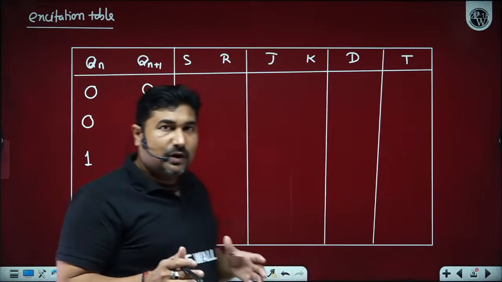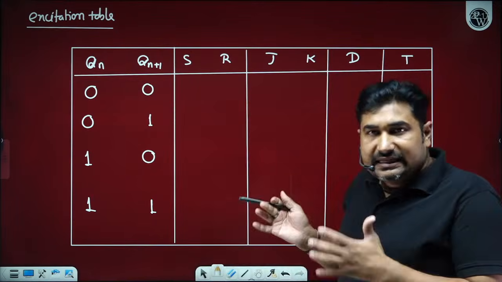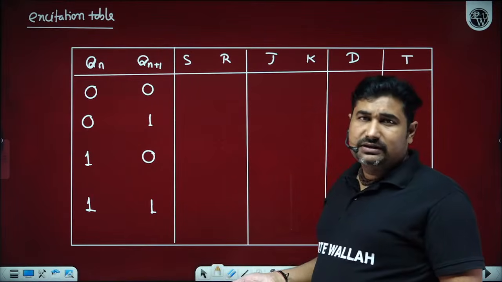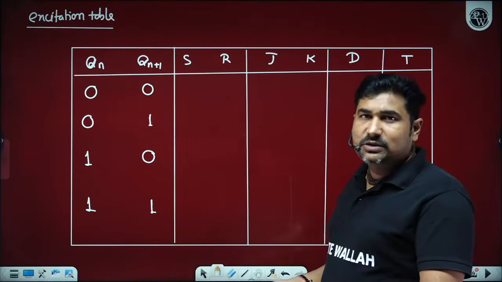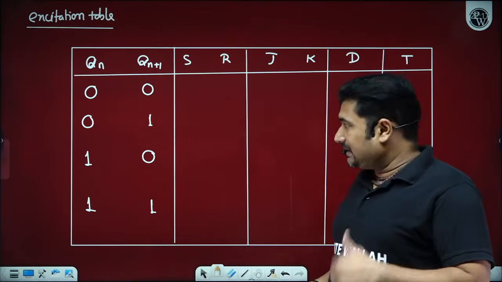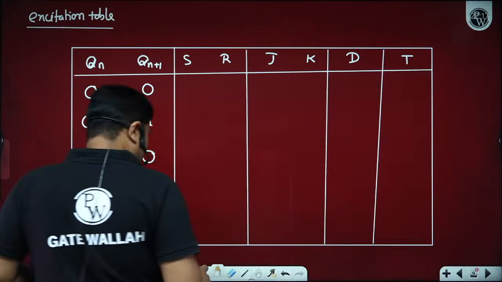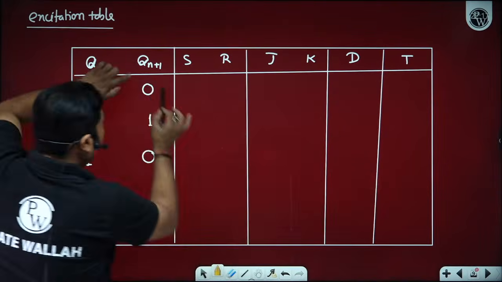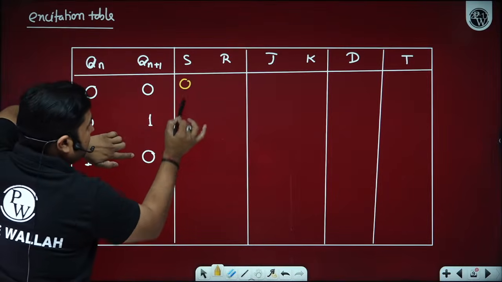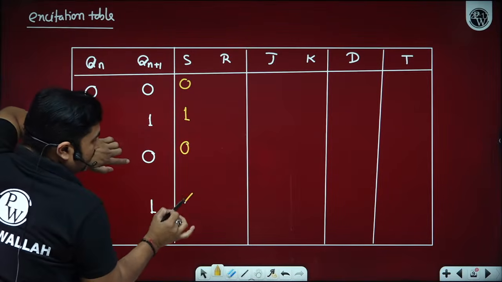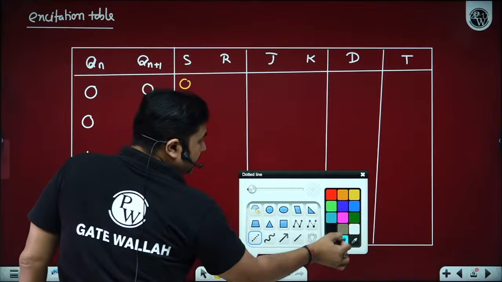So based upon present state and next desired state, we have 4 combination. Either present state is 0, next state may be 0, maybe 1. Present state 1, next state may be 0, maybe 1. So we have total 4 possibility. Now for S, you have to copy this Qn plus 1 first 3 states and then make don't care. It is very easy to remember.